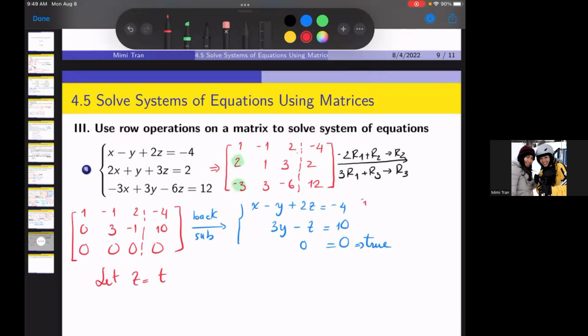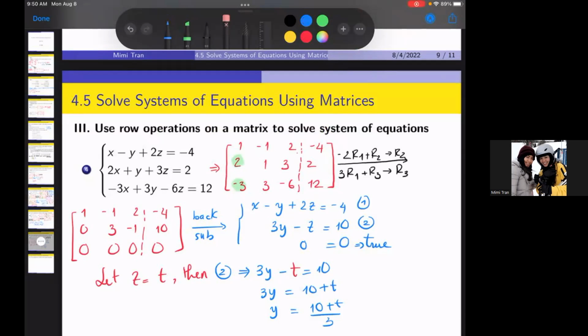Then if I label this 1 and this 2, then according to the second equation, what happened? 3y minus t equals 10, right? So 3y equals 10 plus t, or better yet, y equals (10 plus t) divided by 3. So far so good. That's what I meant by y depending on z. But I'm not gonna use z, I use t.